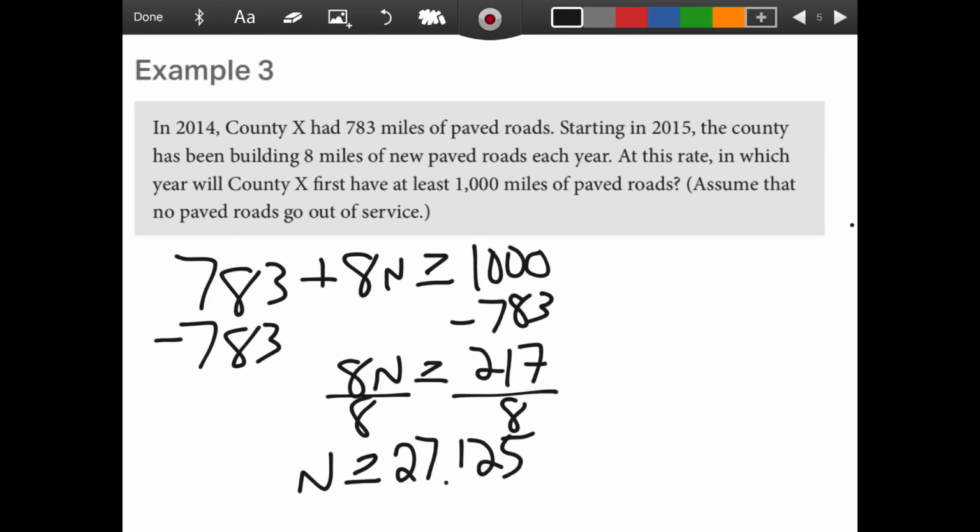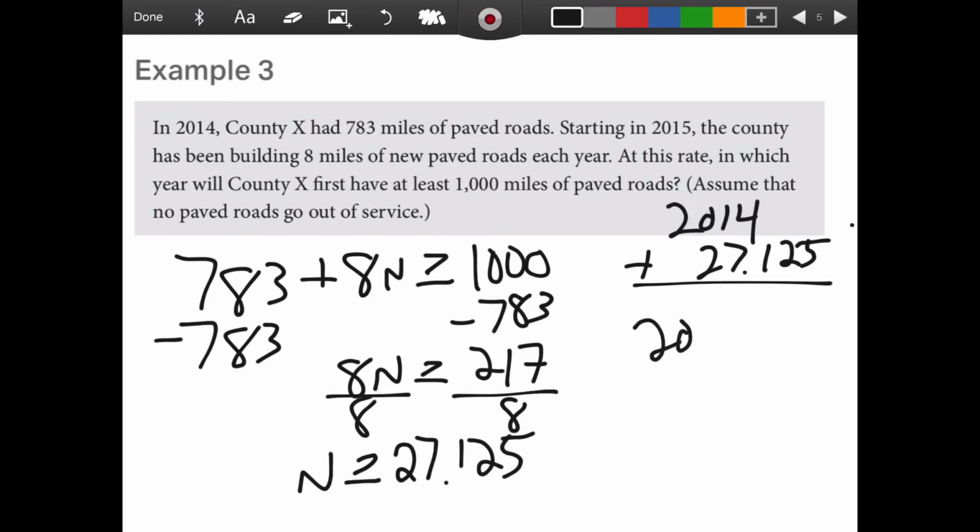So what it means is, from the moment we start paving these roads, 27.125 years later, we have 1,000 miles of paved road, which is good. But we start in 2014, and this takes 27.125 years to occur. So what that gives us, if we add these together, is 2,041.125. Sorry, I had to double check that math.